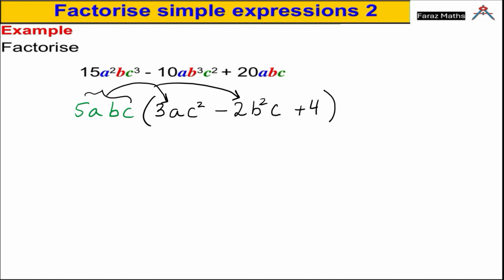If you multiply 5ABC with 3AC square, you will get 15A square BC cube. If you multiply 5ABC with minus 2B square C, you will get minus 10AB cube C square. And if you multiply 5ABC with plus 4, you will get plus 20ABC.